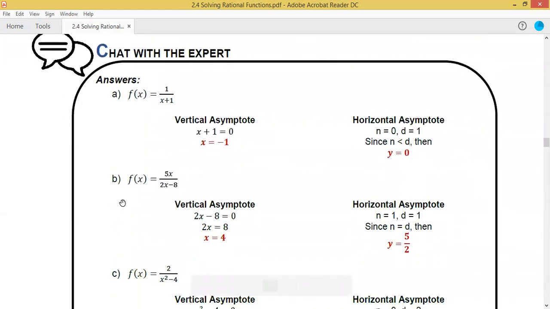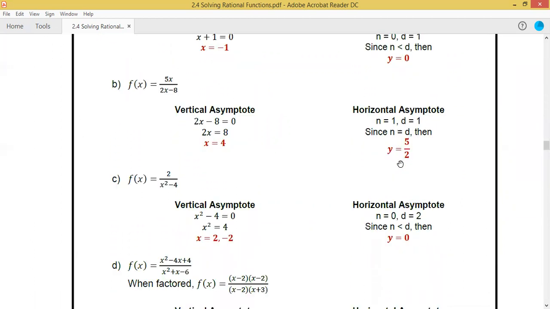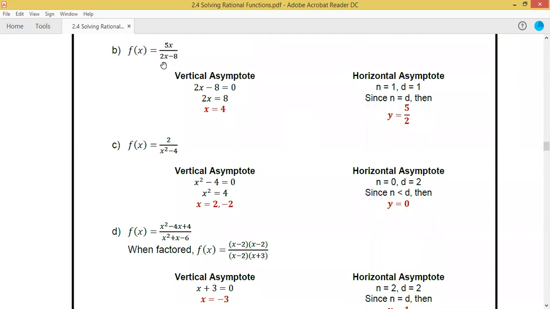For example, here you could refer going back to your domain. Our vertical asymptote is -1. Just refer to the denominator or to the domain of the function. Since the denominator's degree is higher than the numerator, then our horizontal asymptote is y equals 0. For the second example, consider the denominator for the vertical asymptote equals 0. So x is equal to 4.